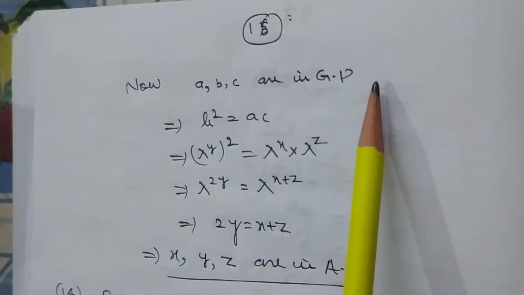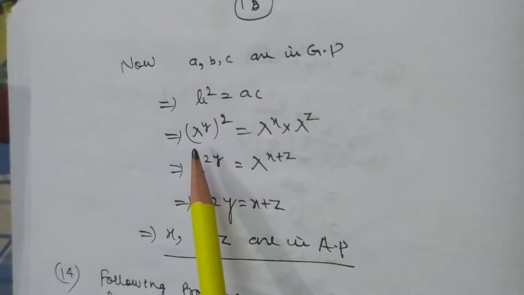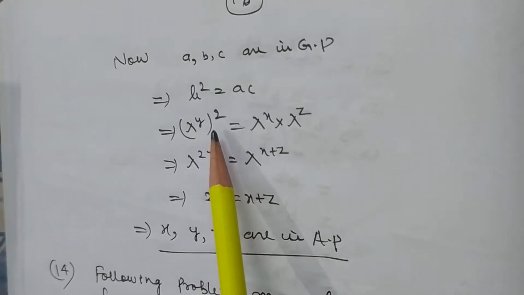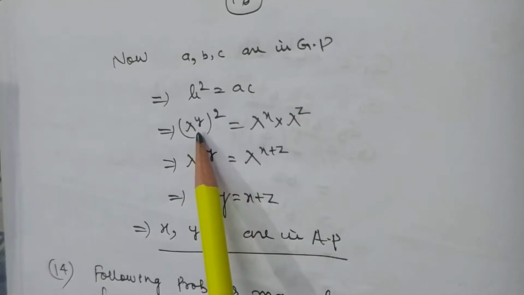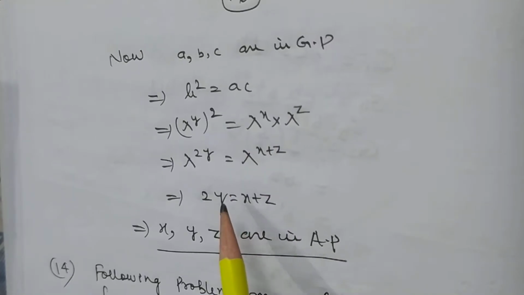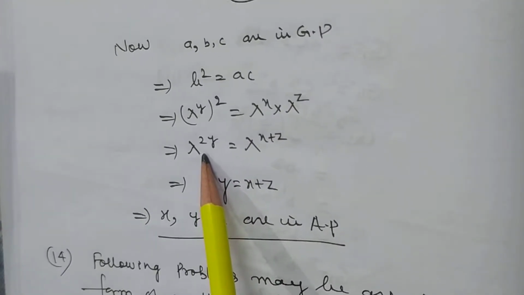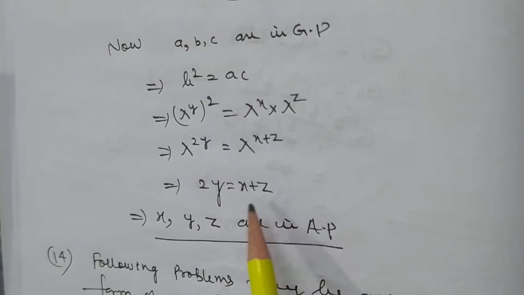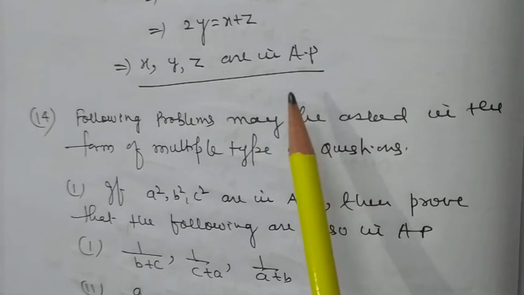Since A, B, C are in GP, B square is equal to AC. B is equal to lambda to the power Y, A is equal to lambda to the power X, C is equal to lambda to the power Z. So lambda to the power 2Y is equal to lambda to the power X plus Z. So 2Y is equal to X plus Z. So X, Y, Z are in AP.